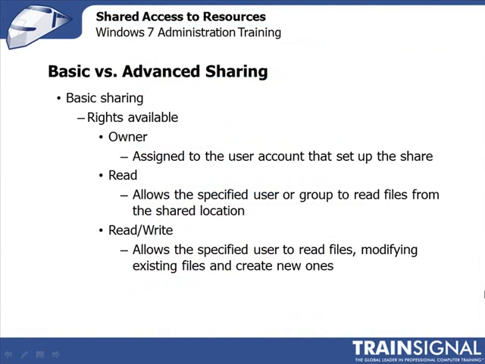There are two kinds of sharing available in Windows 7. With basic sharing, you have three rights that are available. You have owner, read, and read write. The owner is assigned to the user account that set up the initial share for the folder.